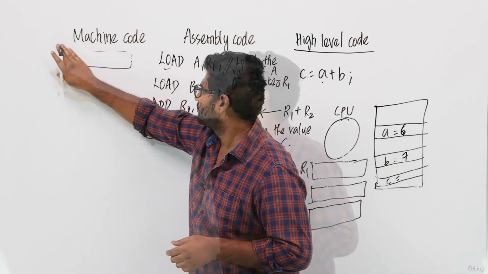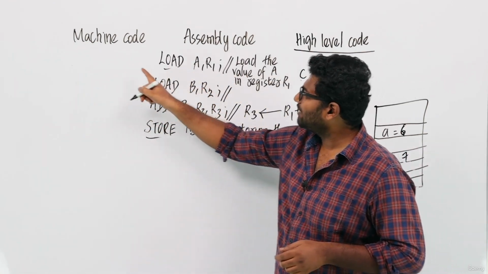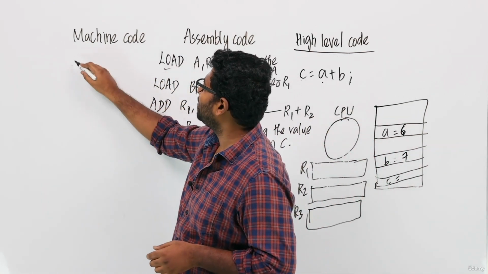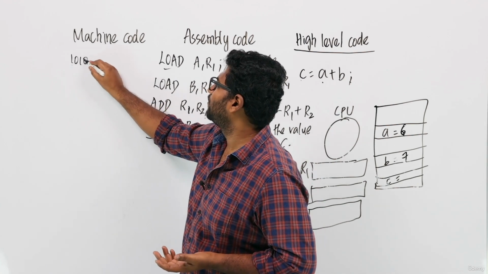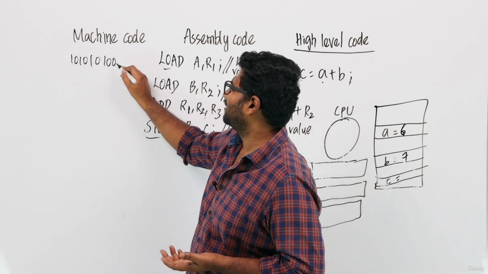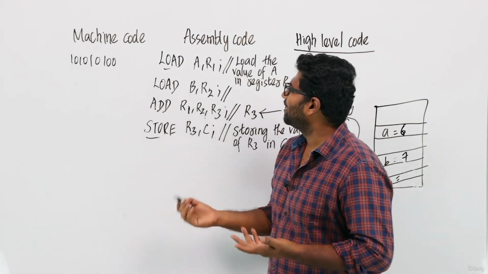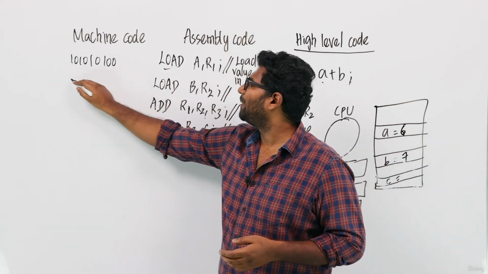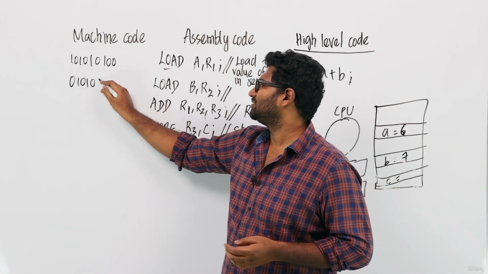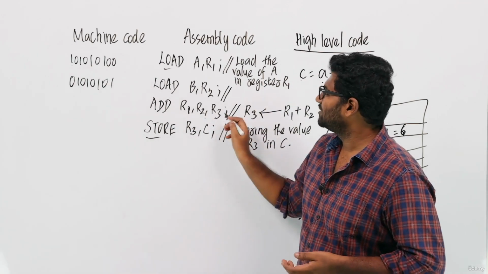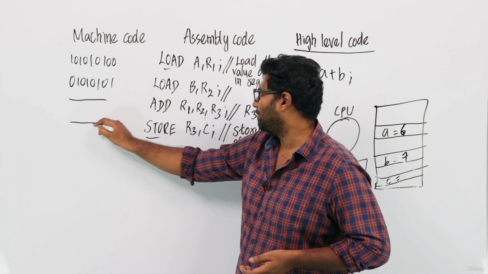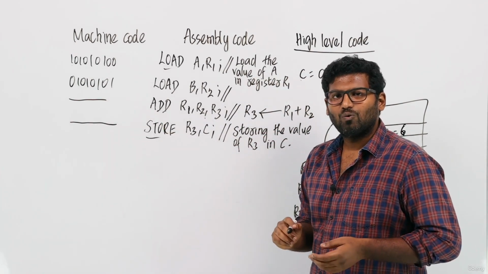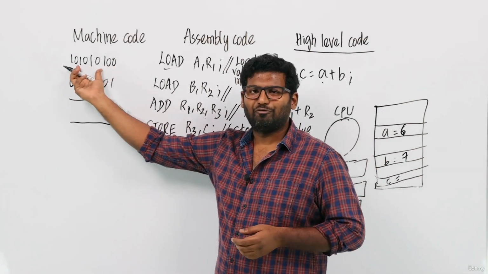So let me erase this. For this instruction I will be having an instruction over here, and it will be a string of ones and zeros. Okay, something like 1 0 1 1 0 1 0, something like that. You can write something like this. Similarly, for this instruction I will be having a binary string 0 1 0 1 0 1 0. Similarly for this instruction we will be having a binary string. For this instruction we will be having a binary string.